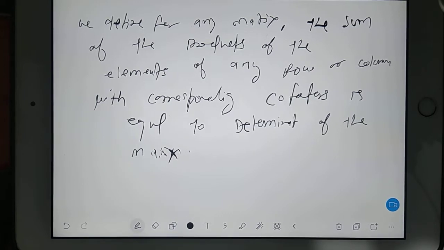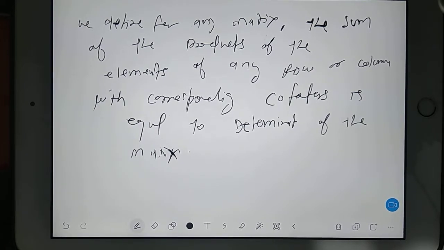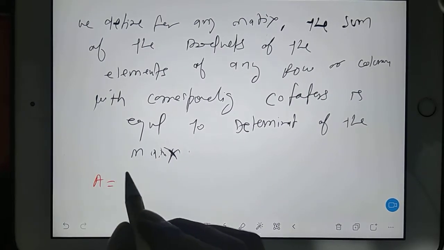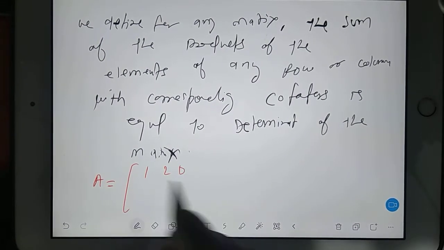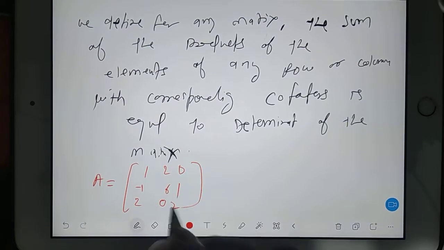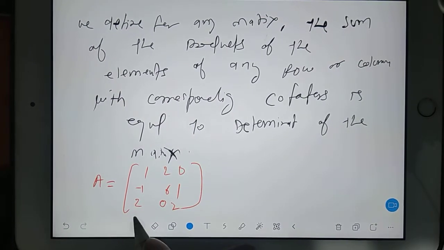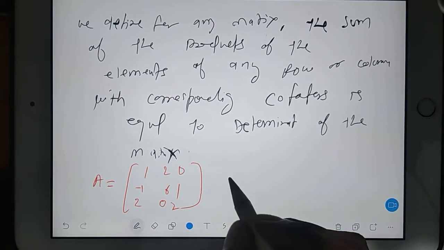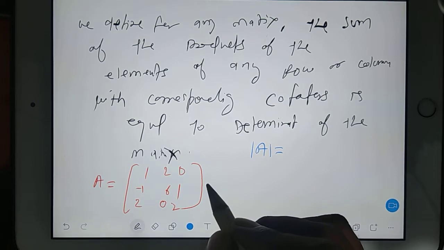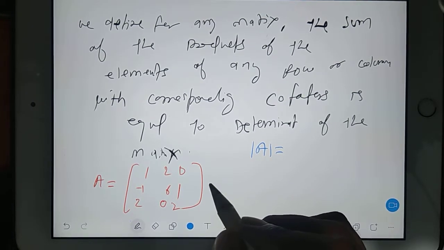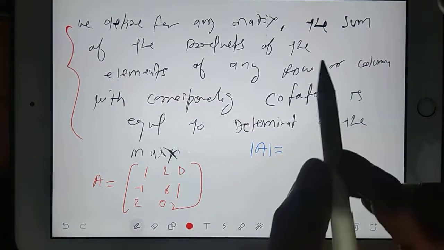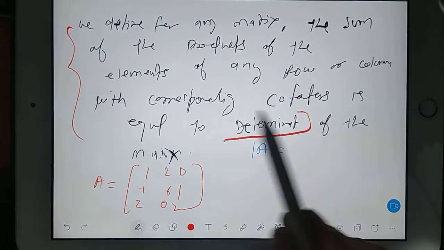We'll just take one example. Suppose I am taking the example A is equal to, any matrix is given, 1 2 0, minus 1 6 1, 2 0 2. Now for this given matrix, I want to calculate the determinant of the matrix. So we know the procedure, and that procedure is what I have explained here. We are going to find out the determinant of any matrix.